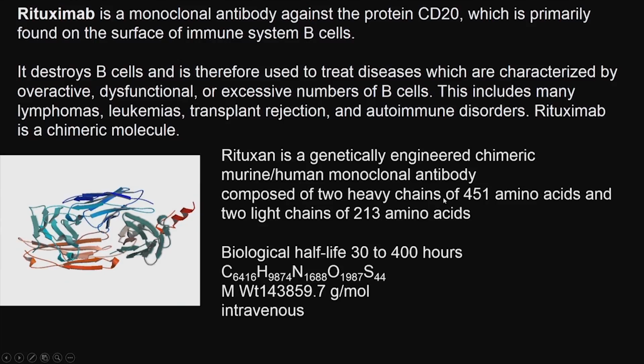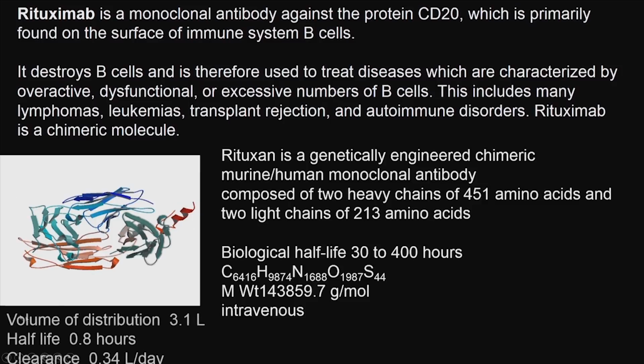This is meant for autoimmune disease, leukemias and so on. Volume of distribution is 3 liters, half life is 0.8, clearance is very slow, 0.34 per day. So it can act much longer.